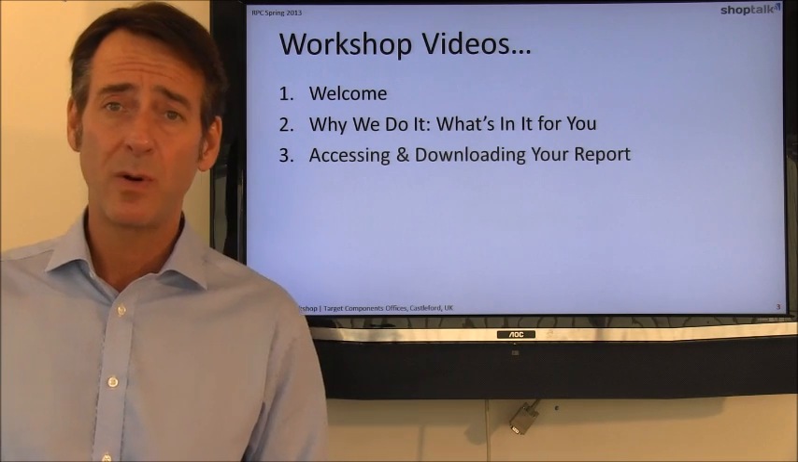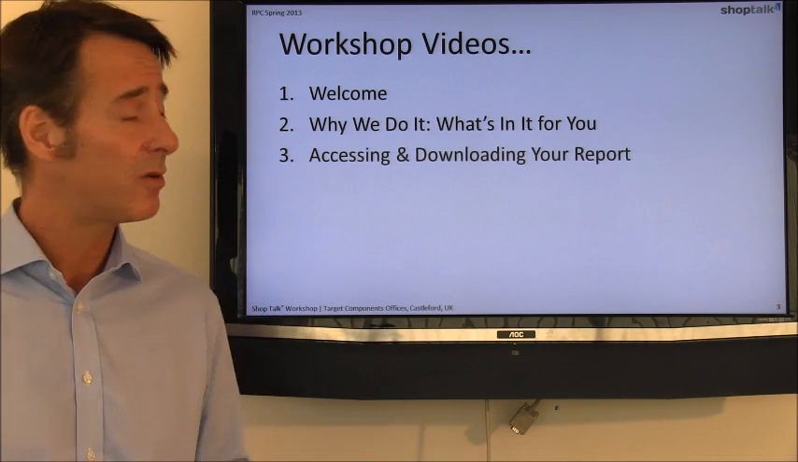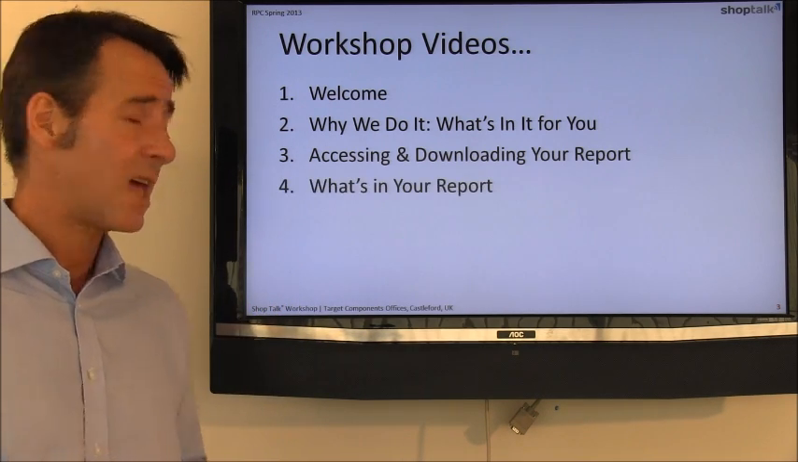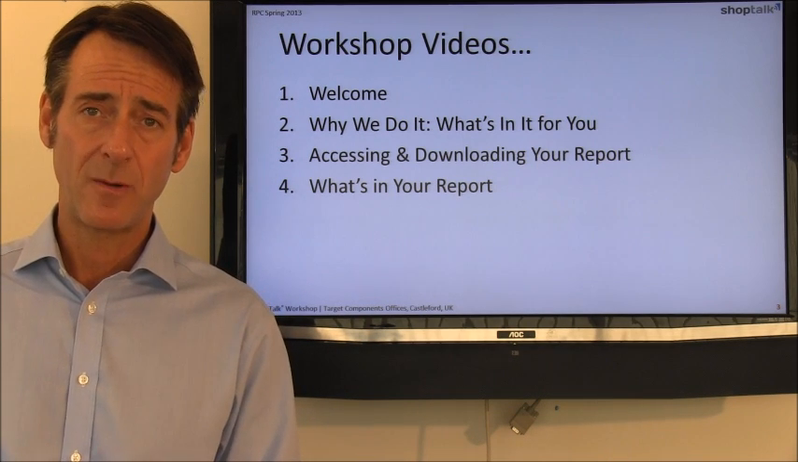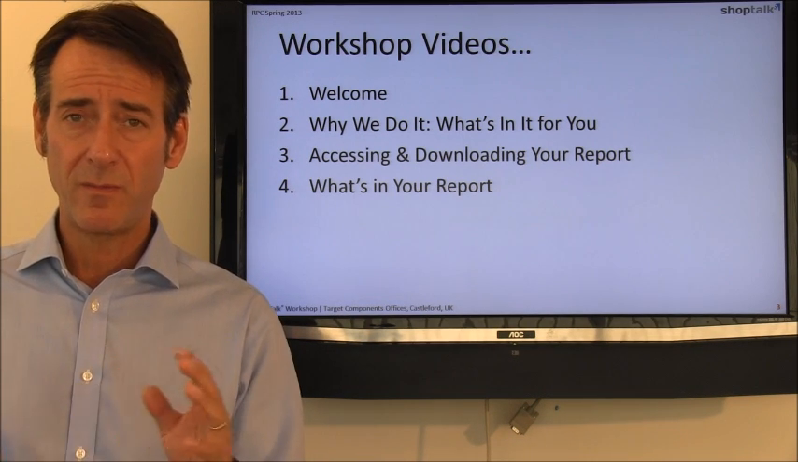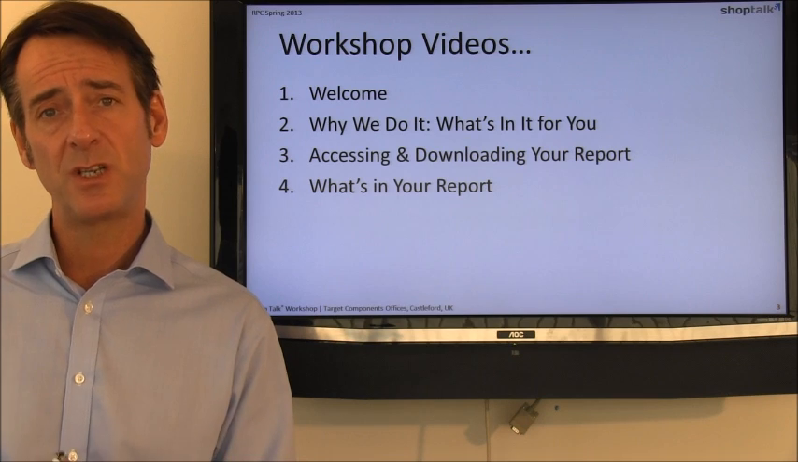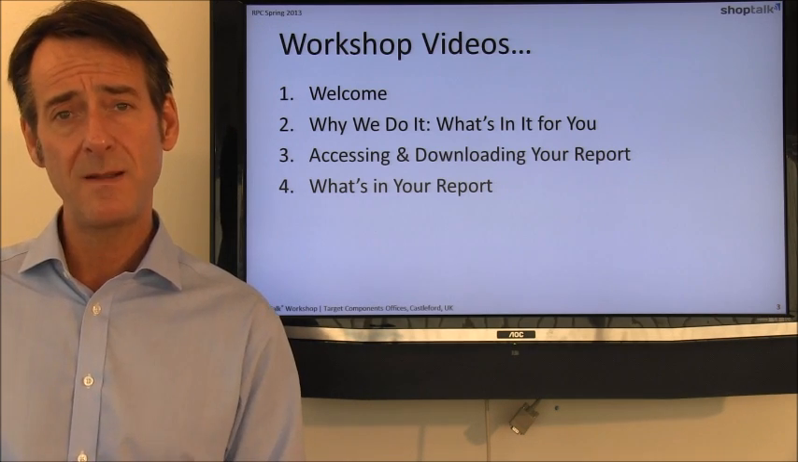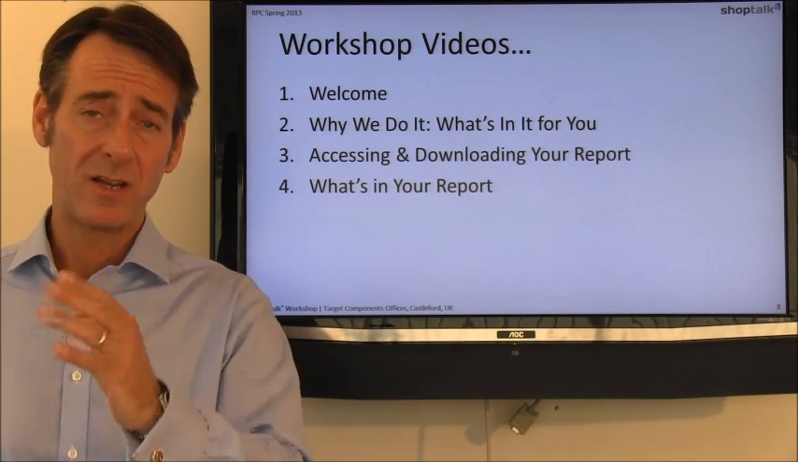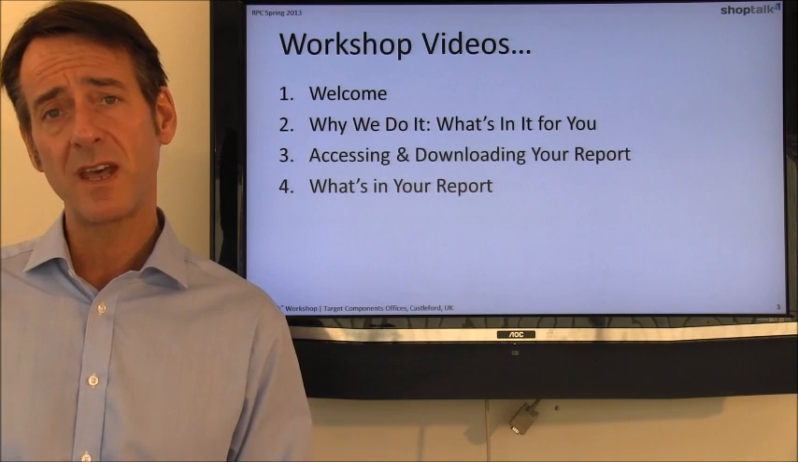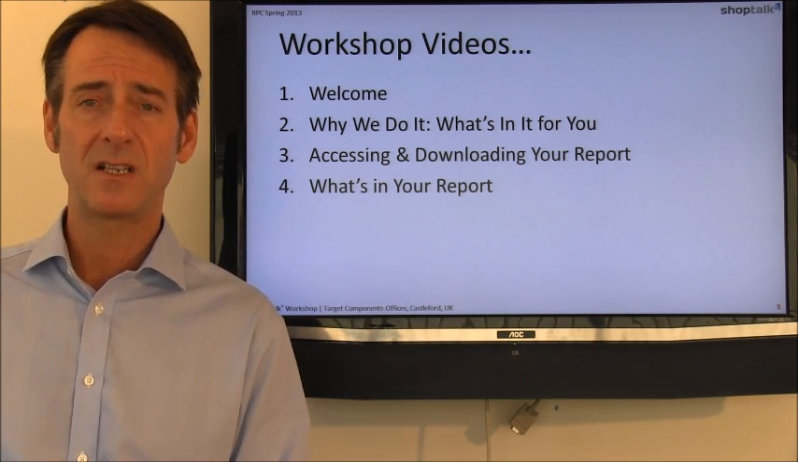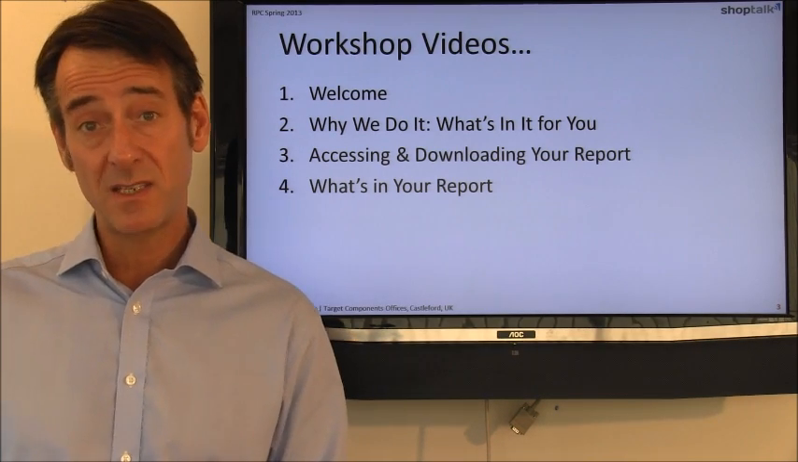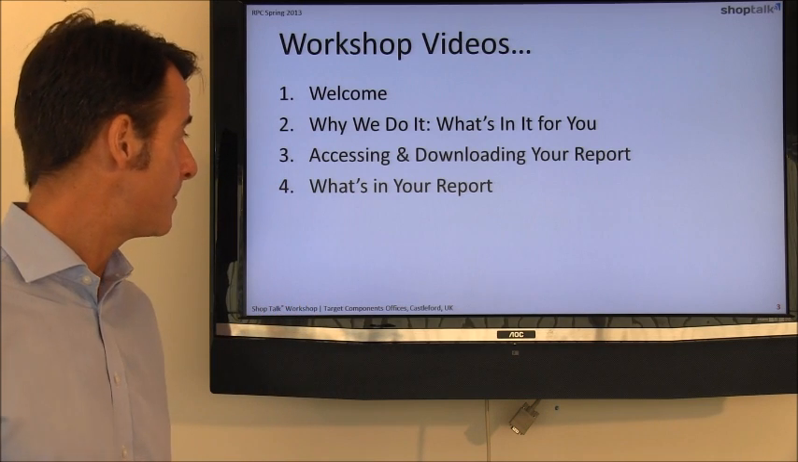Accessing and downloading your report, some simple mechanics about how to get hold of it and what to do with it, and then we're going to dive into some of the detail. What's actually in the report? There are a variety of different tabs in the spreadsheet that you download. What do they all mean? And within those tabs there are a whole range of columns with different headings. What do they all mean? What do the numbers in those columns actually refer to? I'll be giving you some insight into what those things mean.